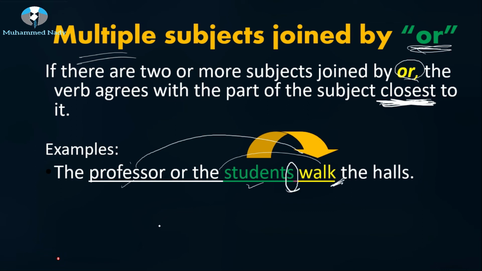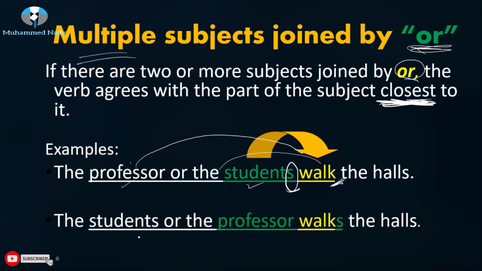Now, the next part, the next example, the students or the professor. Of course, professor here is close to walk and it doesn't have an S as you see here, so we add the S to the verb.